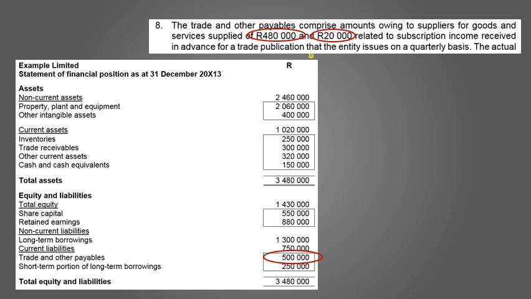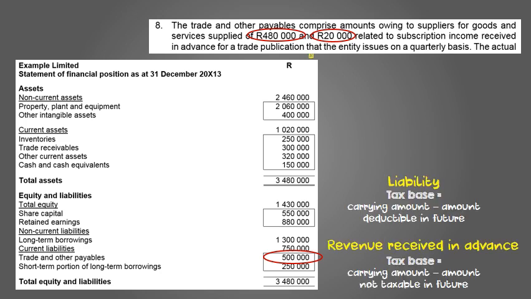For credit balances, we get two different formulas for calculating the tax base. First, the tax base of a liability, which is the carrying amount less the amount deductible in future, and then a different formula for calculating the tax base of revenue received in advance, which is the carrying amount less the amount not taxable in future.